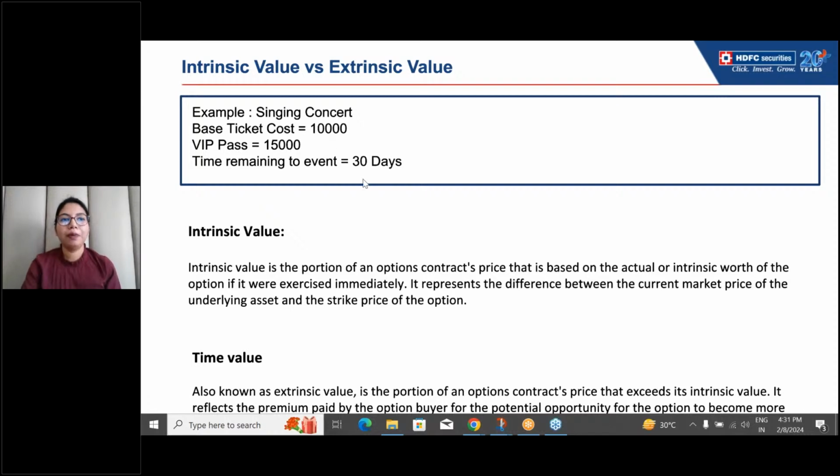Okay, so what happened here, जैसे जैसे कॉन्सर्ट पास आता गया आपका जो वीआईपी पास का वैल्यू था वो कम होता गया, डिमिनिश होता गया, और आपका जो कॉन्सर्ट था, कॉन्सर्ट डे पे जितने भी वीआईपी पासेस बचे वो 10,000 पे बिके. क्यों? क्योंकि वो बेसिक वैल्यू था, उससे कम कुछ नहीं हो सकता था. ठीक है, तो एट द एंड एवरीथिंग केम डाउन टू 10,000. So that is the basic idea of your intrinsic value and time value. Okay.